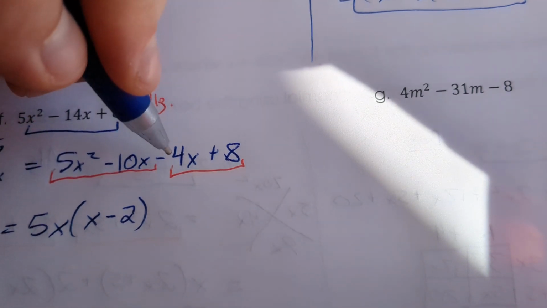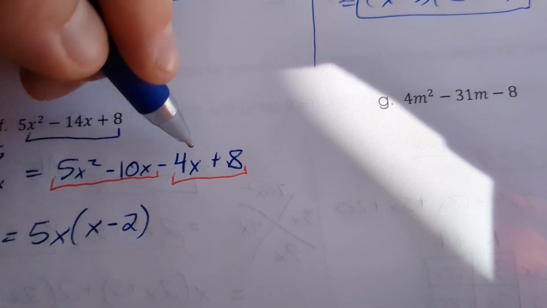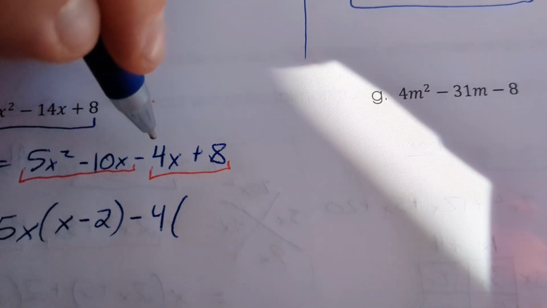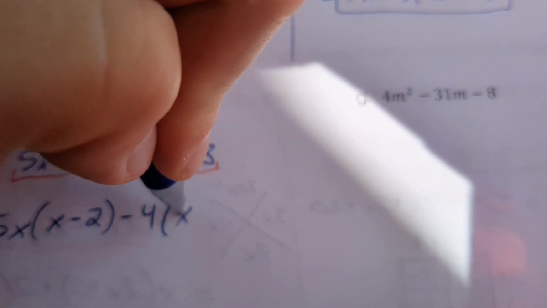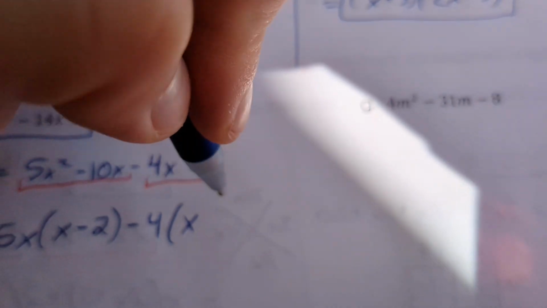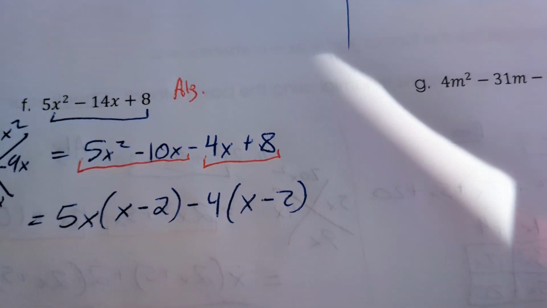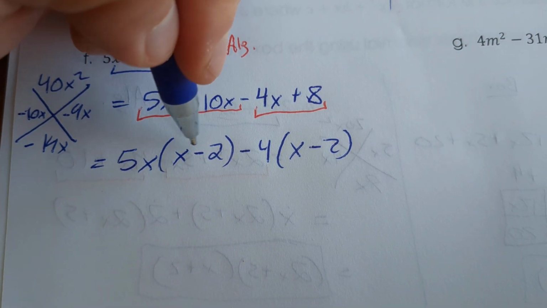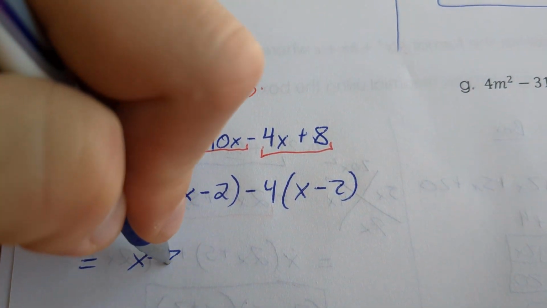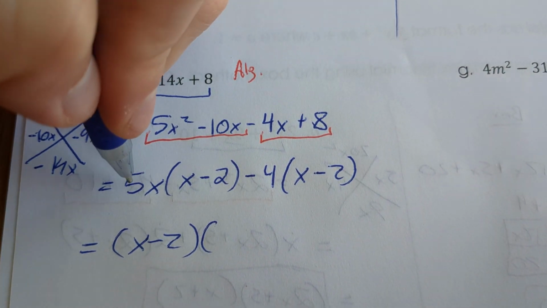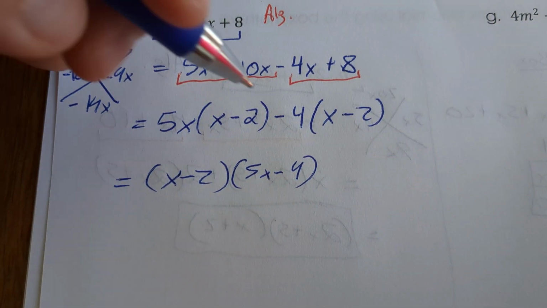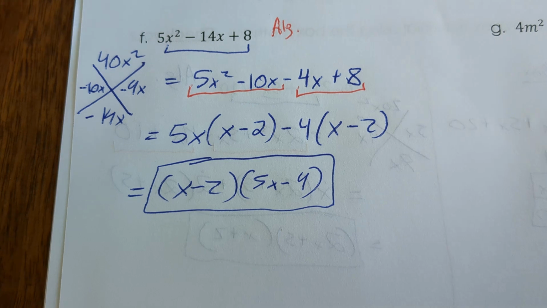Okay, and then the next one, we're going to divide out the negative 4, because negative 4 goes into 8. So minus 4, and when we divide that out, we're just left with x. 8 divided by negative 4 would be negative 2. And what we have in the brackets is the same, so we are good. So x minus 2 is what we factor out, and we multiply that by 5x minus 4, because that's what we're left with, and that's our final answer.